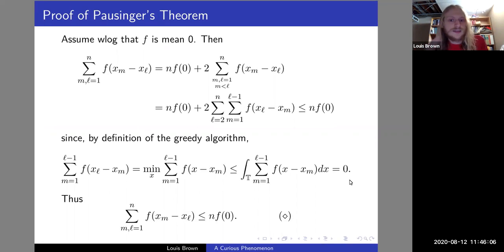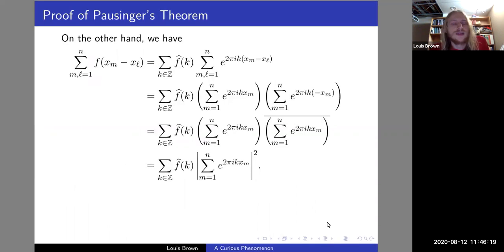Okay, so just writing this inequality again, we have that the sum of f of xm minus xl is at most n times f of 0. And I'll call that diamond. On the other hand, we can take that same sum and expand it using the Fourier coefficients. So we have the sum over all integers k of f hat of k times the sum as m and l go from 1 to n of e to the 2 pi i k times xm minus xl.